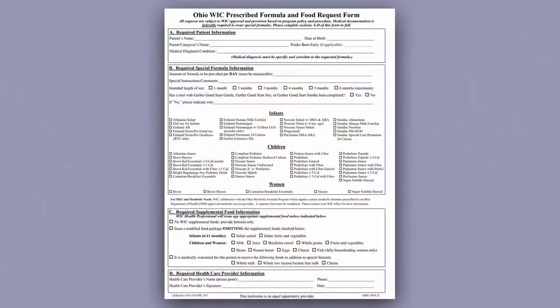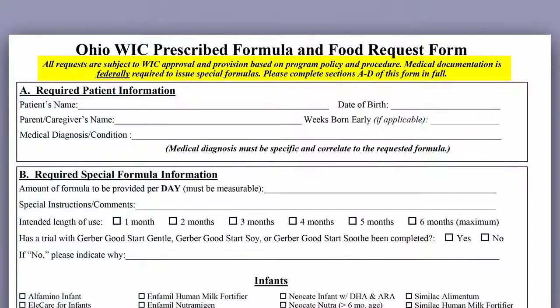When a special formula is requested from WIC, the Ohio WIC prescribed formula and food request form must be completed appropriately and in full. You'll notice at the top of the form, right below the title, there is a reminder that these are requests and they will only be approved based on program regulations and the completed information on the form, which is federally required.